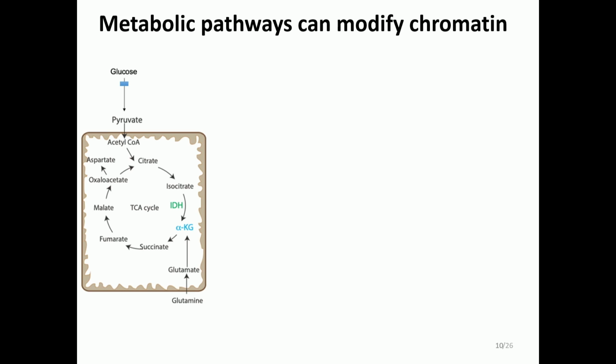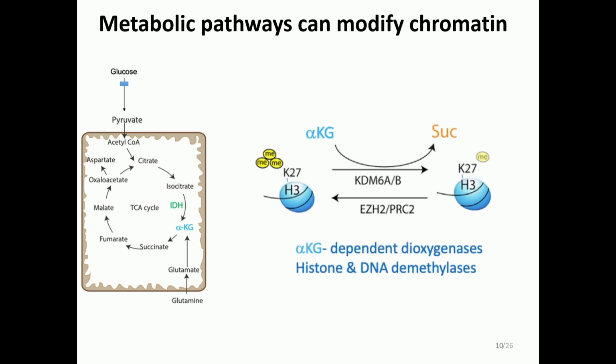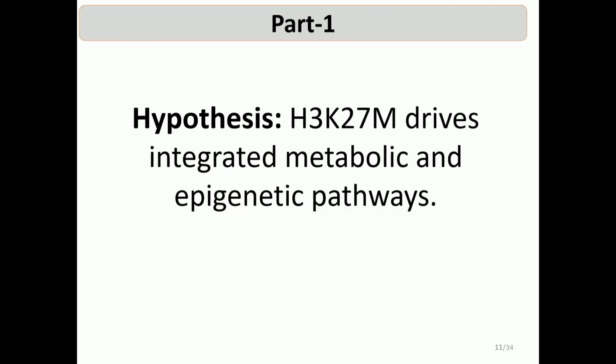One metabolite here, alpha-ketoglutarate, shown in blue, is really critical because it's really important for this eraser to work, to erase this mark. So alpha-KG is a critical cofactor for these lysine demethylases. So without this cofactor, you will not have the demethylase reaction. So this is a way in which the TCA cycle can talk directly to the epigenetic chromatin machinery. So given this premise, we hypothesized that the H3K27M mutation drives these integrated metabolic and epigenetic pathways.